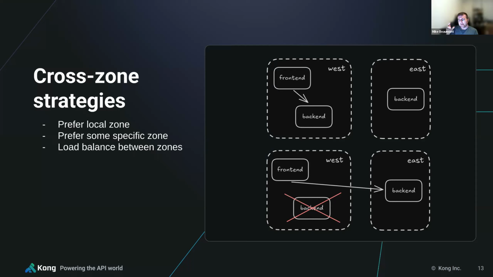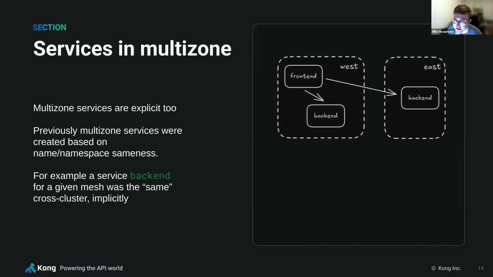You can send traffic to any zone. So you could load balance between zones. You could have a preference for your local zone. So in West, if backend is up here, we send front end to backend, right? So it just stays inside the zone. But if backend is down, then maybe we want to, as a fallback, send traffic over to backend in East. And that's something that we can do now using a new resource called Mesh Multizone Service.